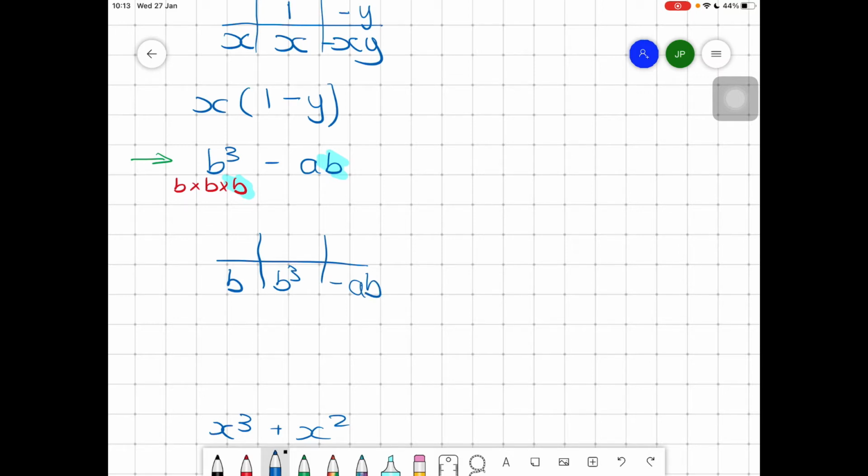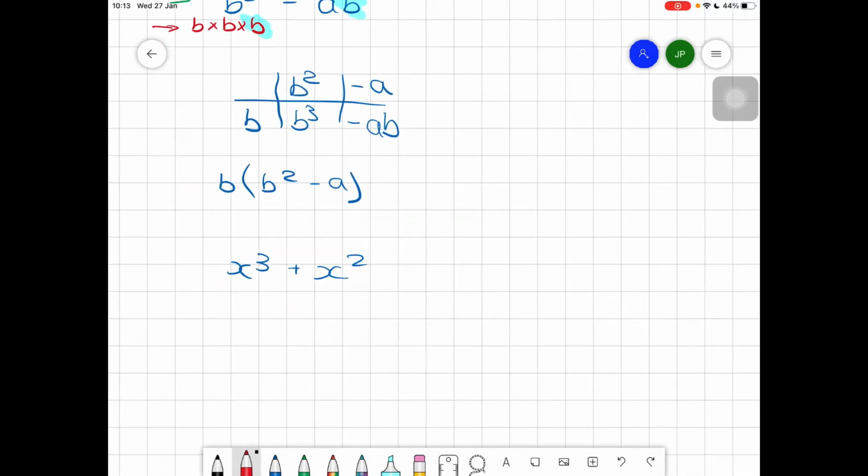And I'll do some division. B cubed divided by b gives me b squared. Negative ab divided by b gives me negative a. So my answer, b lots of b squared minus a. Okay. It does help to write this little line out for me as well, especially if I've got a power, just so that I can see what I can take out. That becomes even more important when we look at the next one.